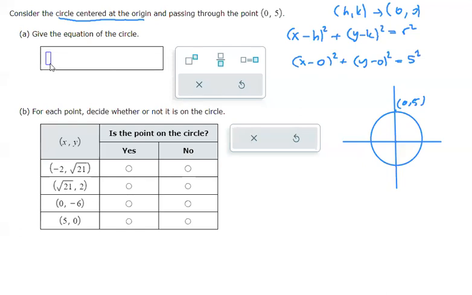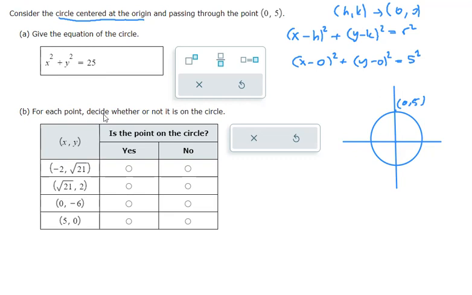But x minus 0 is just x, so I can go with x itself. So x squared, and then plus y squared, same as the other one. Y minus 0 is just y. And then 5 squared will be 25. So you may just leave it this way for the equation.